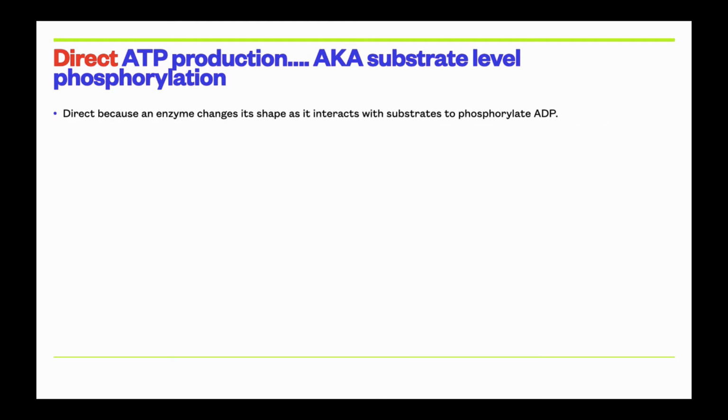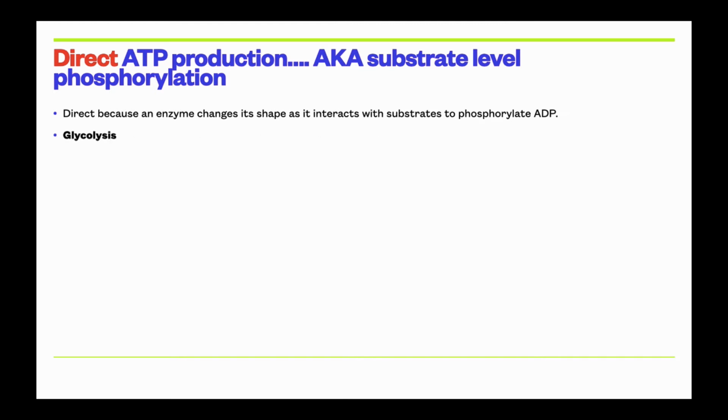All right, now it's direct because this enzyme changes its shape. It's able to do this because of the way it's built. It's folding its three-dimensional structure as it interacts with a food molecule, a substrate, and in the process, phosphorylating ADP.